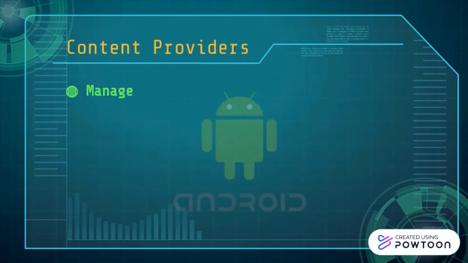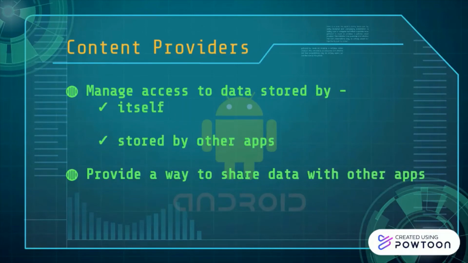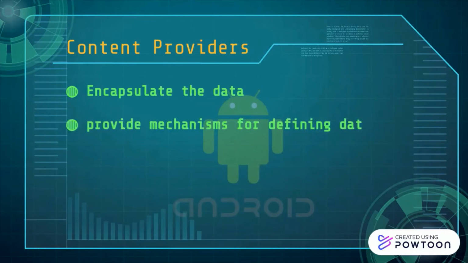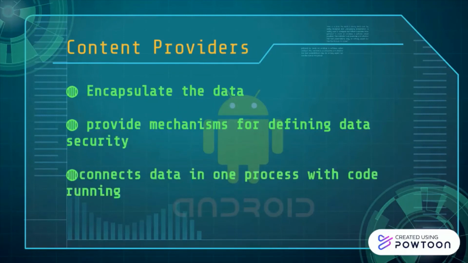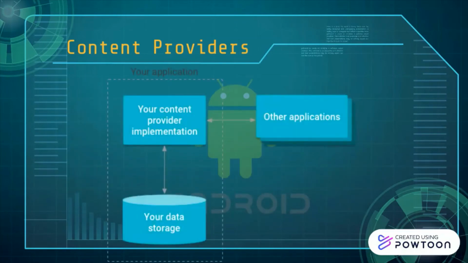Content providers. Content providers can help an application manage access to data stored by itself, stored by other apps, and provide a way to share data with other apps. They encapsulate the data and provide mechanisms for defining the data security. Content providers are the standard interface that connects data in one process with code running in another process. Most importantly, we can configure a content provider to allow other applications to securely access and modify our app data as illustrated in the figure.